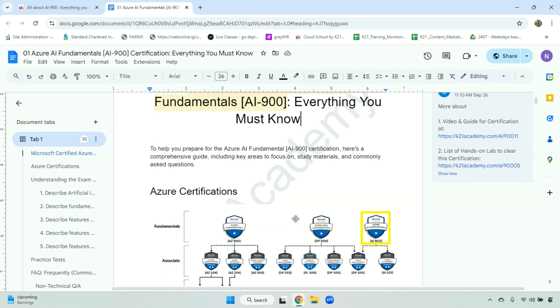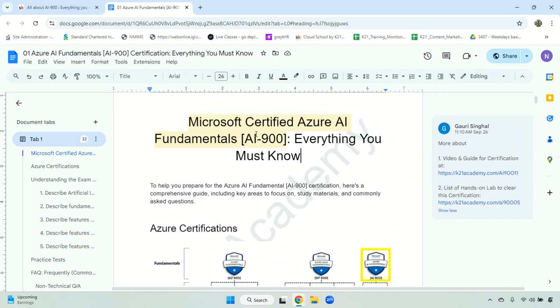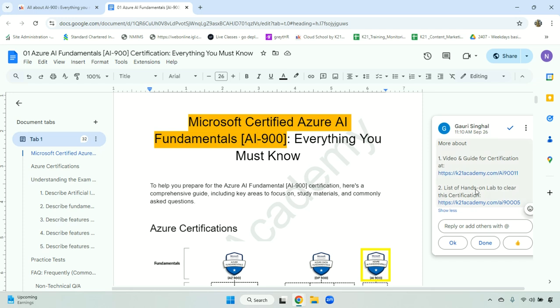So you may see some terms highlighted over there. Those terms which you see highlighted, if you click on them you can see the comments for that. What we have over here is, when I click on Microsoft Certified Azure AI Fundamentals AI 900, I get a video and guide for the certification, and I have provided the link for that.